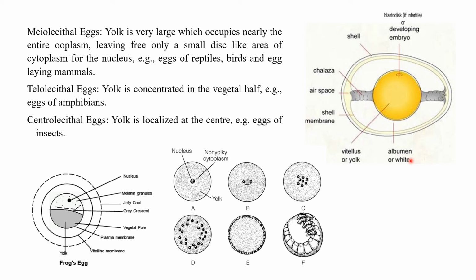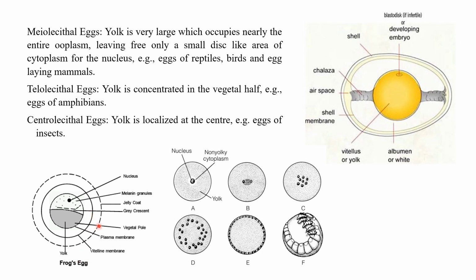And if the egg yolk is concentrated in the vegetal pole of the ovum, then such eggs are called telolecithal eggs. Telo means tip and lecithal means yolk. So if the yolk is concentrated, as in this amphibian egg, you can see here the yolk is concentrated in a part of the cytoplasm of the ovum, and such eggs are called telolecithal eggs. The eggs of frog and eggs of salamanders are the best examples for this.